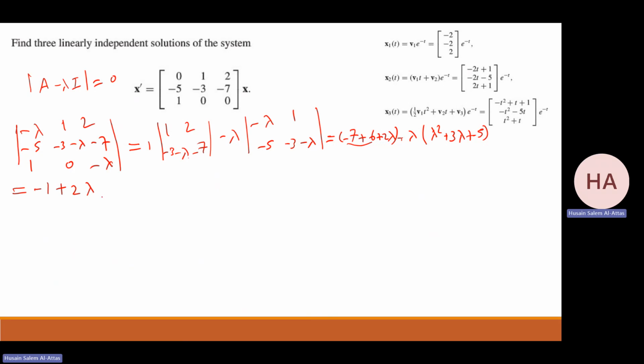So minus 1 plus 2 lambda minus lambda cubed, minus 3 lambda squared, minus 5 lambda. Okay, which I can rewrite as minus lambda cubed minus 3 lambda squared minus 3 lambda minus 1, which is minus (lambda cubed plus 3 lambda squared plus 3 lambda plus 1). I don't know if you know this, but this is (lambda plus 1) all cubed.